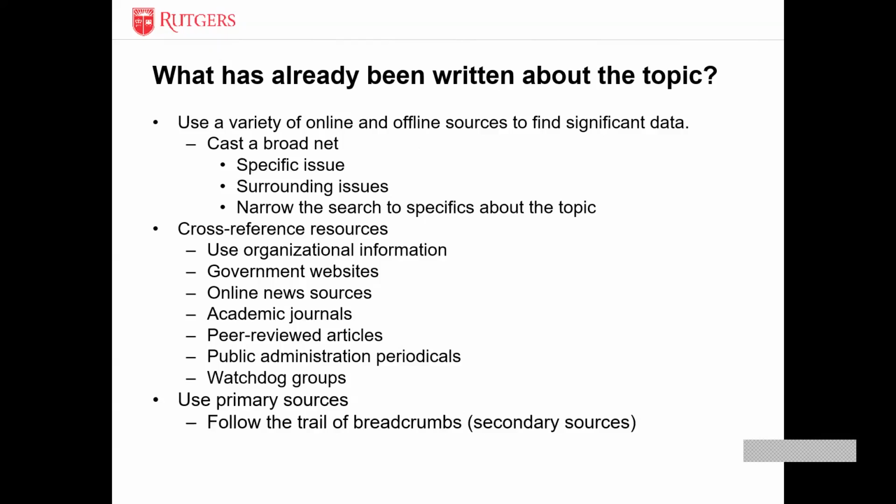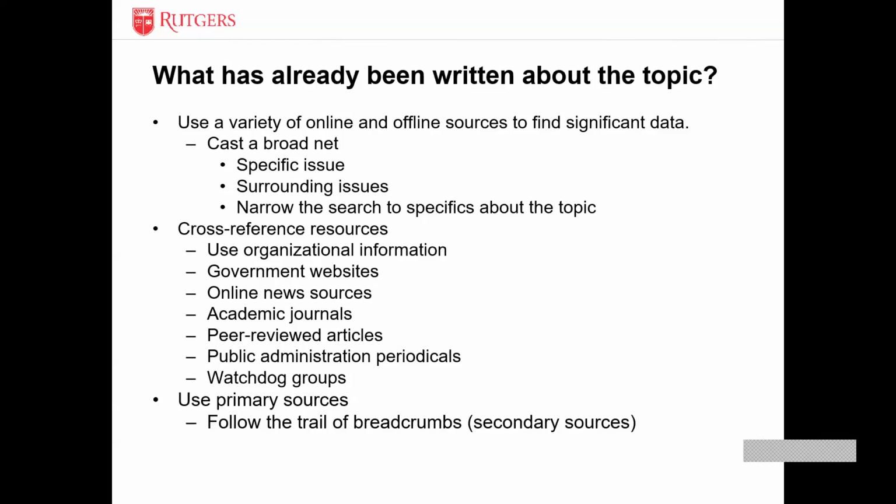You want to make sure to use organizational information, government websites, online news sources, academic journals, peer-reviewed articles, public administration periodicals, and there are various watchdog groups, privately the Better Business Bureau, but also when it comes to nonprofits, organizations like GuideStar that will look to collect information on the legislation and organizational activity at hand, and also critique us and let us know what type of information will be most beneficial to serve the public.